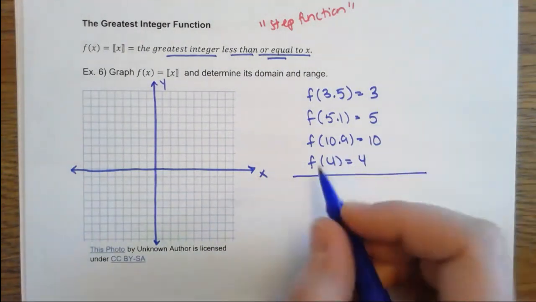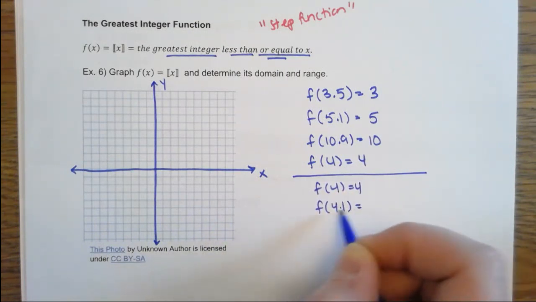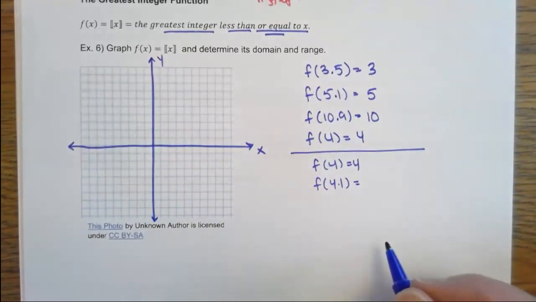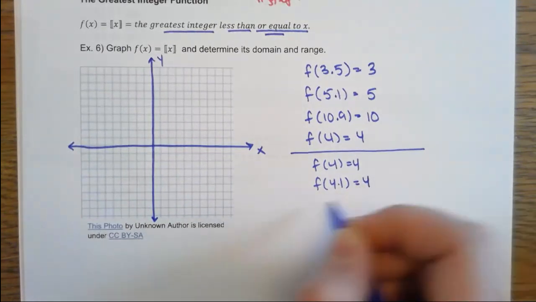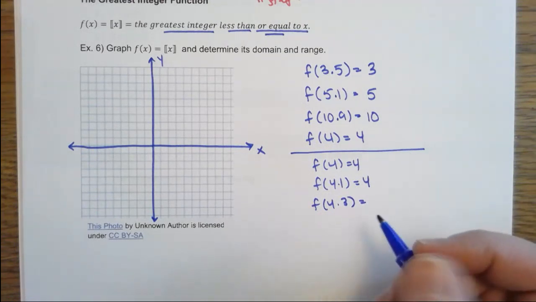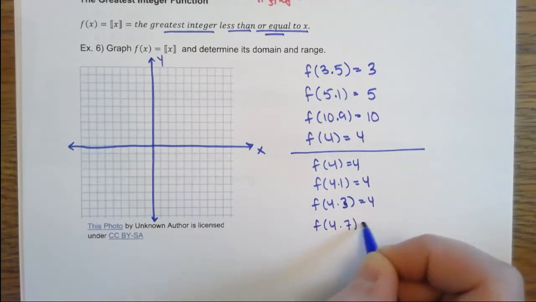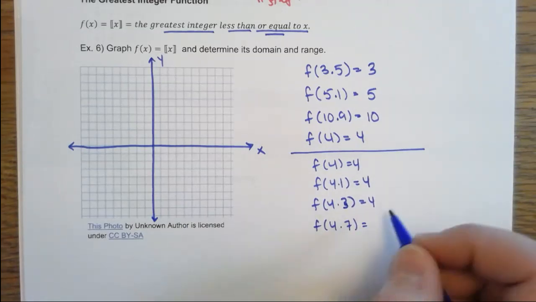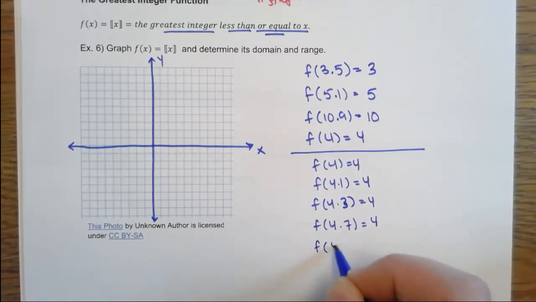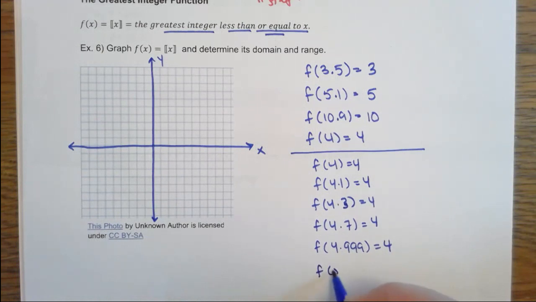Let me show you a couple more. Let's do a pattern. So we know f of 4 equals 4. If I plug in 4.1, the greatest integer less than 4.1 is also 4. If I do 4.3, the greatest integer less than 4.3 is also 4. If I do 4.7, it's also 4. If I do 4.999, the greatest integer less than this is still 4. You don't bump up to 5 until you actually plug in 5.